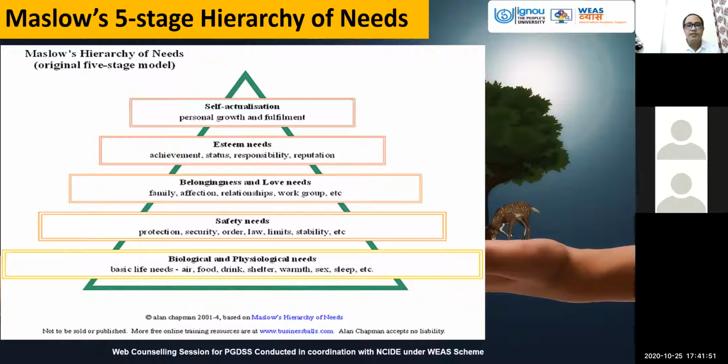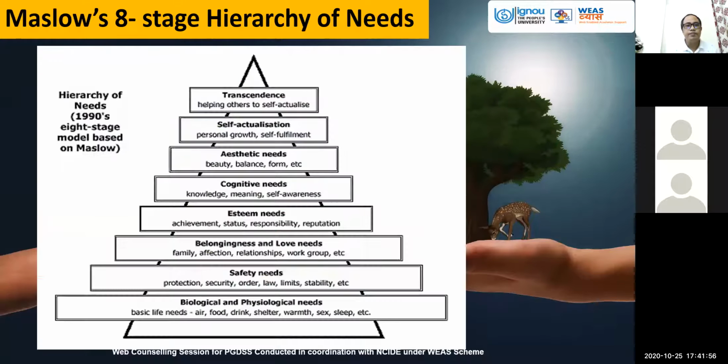These are the original five-stage model of the hierarchy of needs proposed by Maslow. After that, he proposed the extended stages of the hierarchy of needs. In that, the other three needs are: after you have belongingness and love needs, then you have esteem needs: achievement, status, responsibility, and reputation.